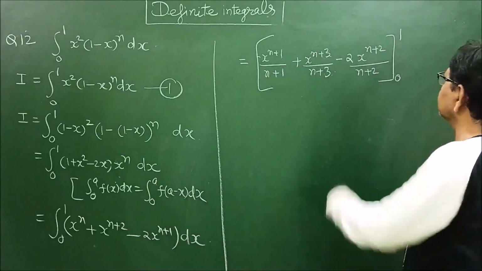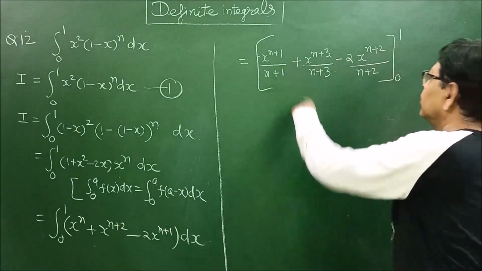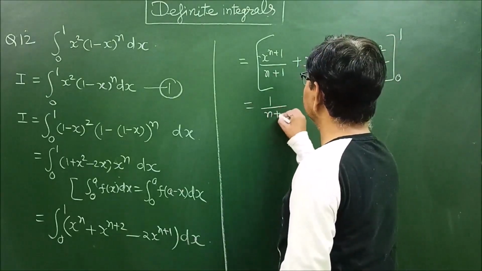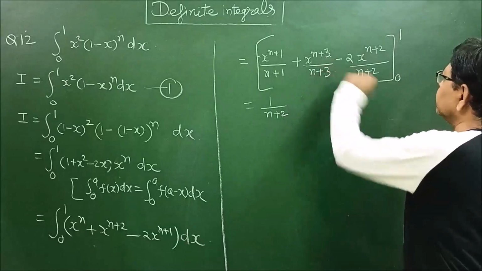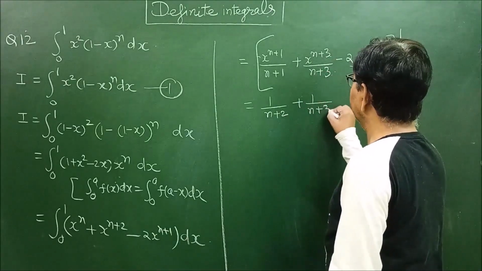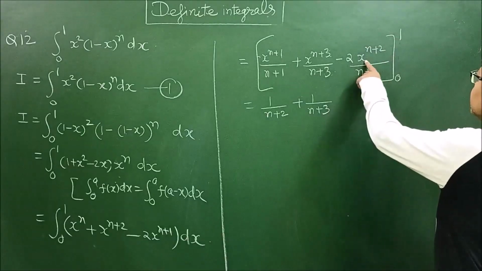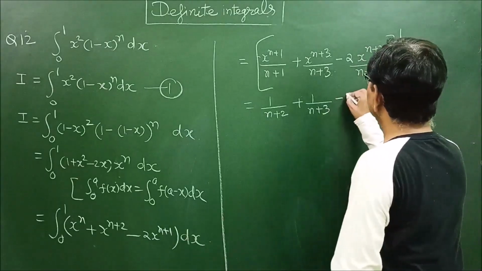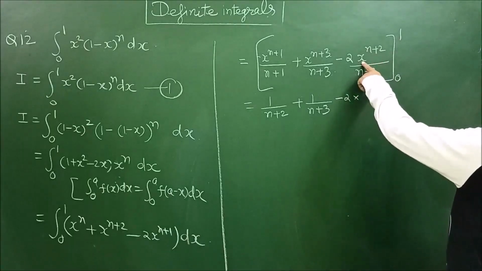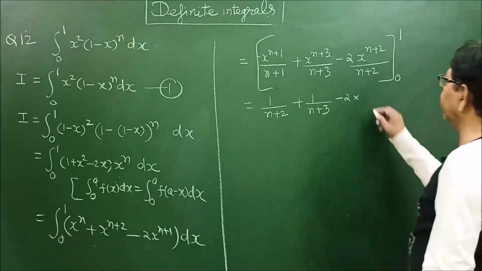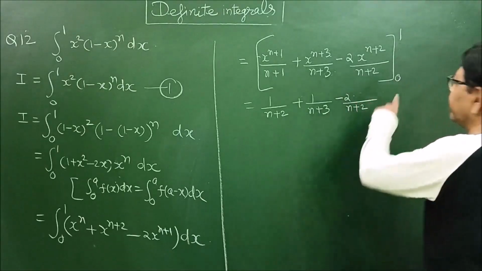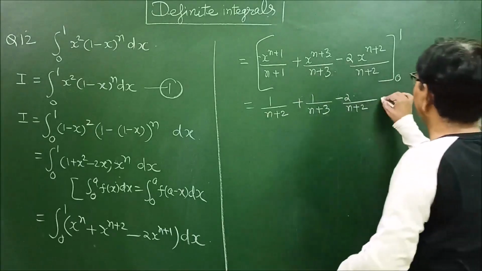So now let us put the value of x equal to 1 here. So this is equal to 1 upon n plus 1, plus 1 upon n plus 3, and then minus 2 upon n plus 2, since 1 raised to any power is 1. Now putting the value of x equal to 0, all becomes 0 minus 0.